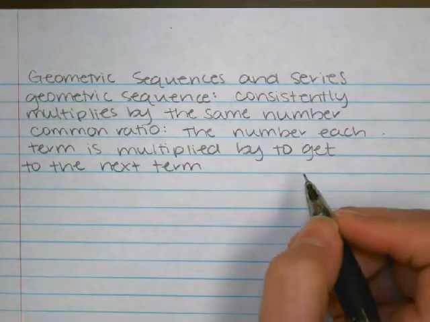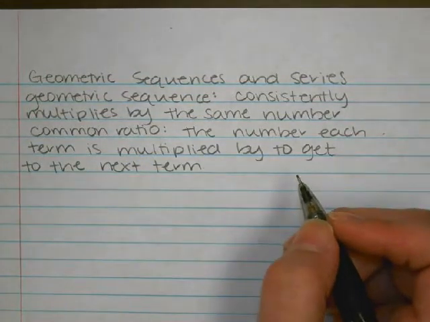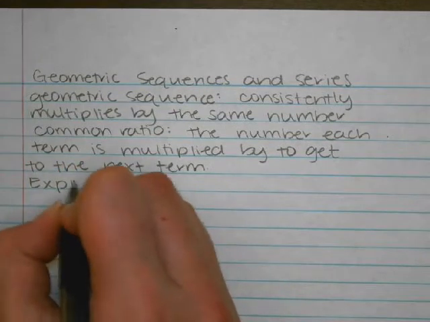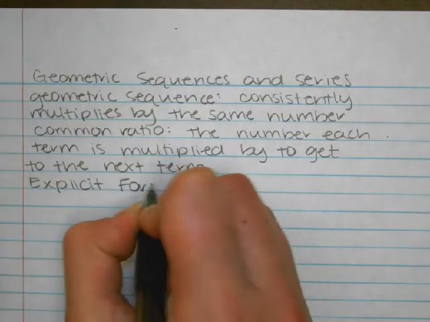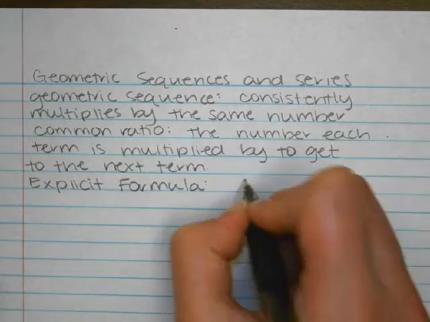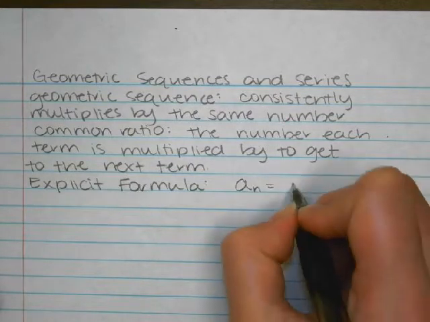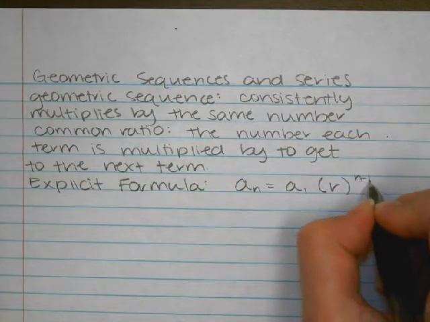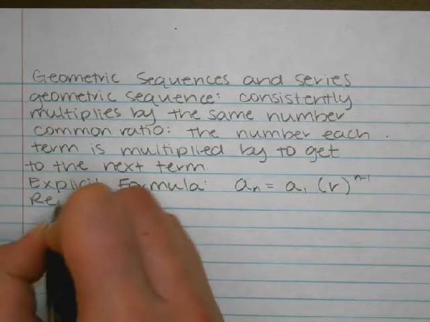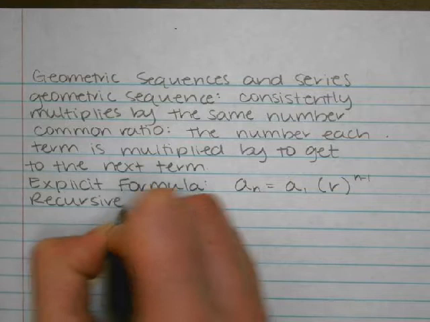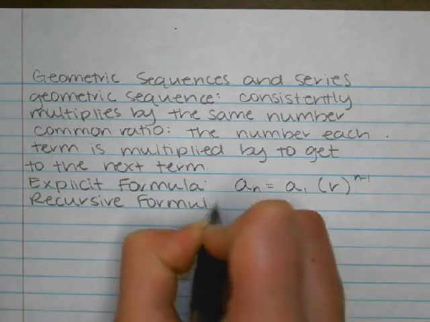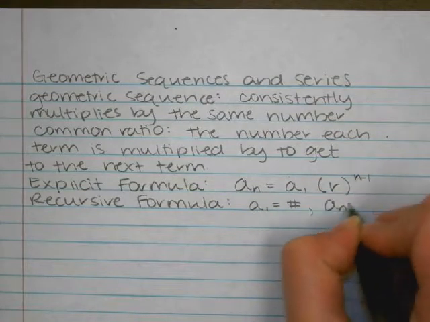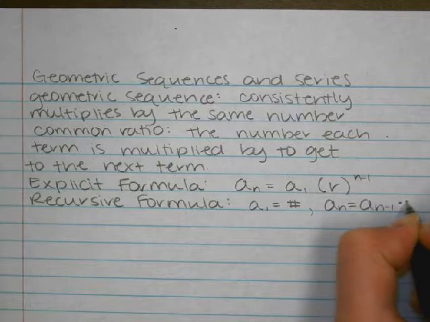So just like with arithmetic sequences, we still have an explicit formula and a recursive formula for how to write the sequence, how to represent it. So the explicit formula is the sequence equals the first term multiplied by the common ratio to the exponent n minus 1. And the recursive formula, we start with a number, and the next term is that number multiplied by r.